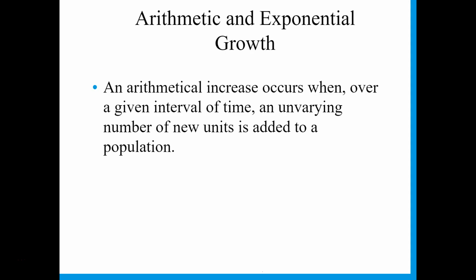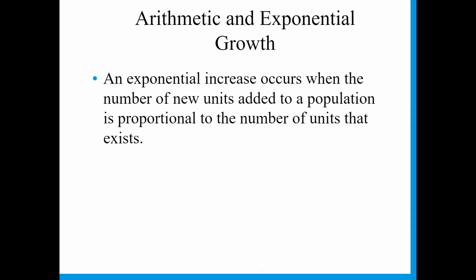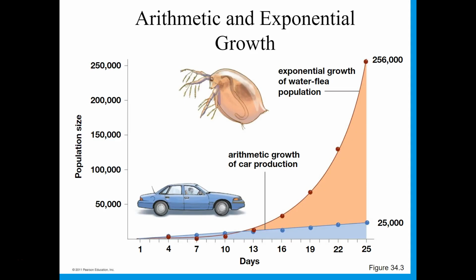If you can't count them directly, this goes into the models that represent population growth, and we have arithmetic and exponential growth. An arithmetic increase occurs when over a given interval of time an unvarying number of new units is added to a population. And this should make more sense when we actually look at the picture. An exponential increase occurs when the number of new units added is proportional to the number of units that exist. So these mathy, wordy definitions, I think it's best to just look at a picture.